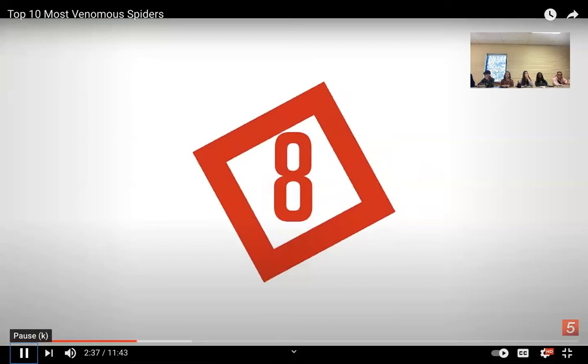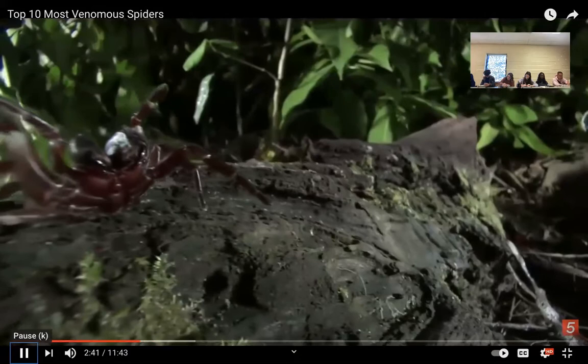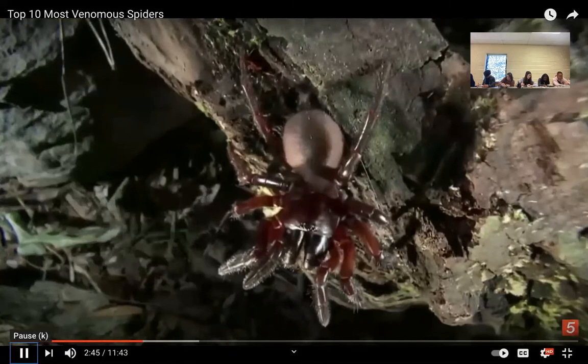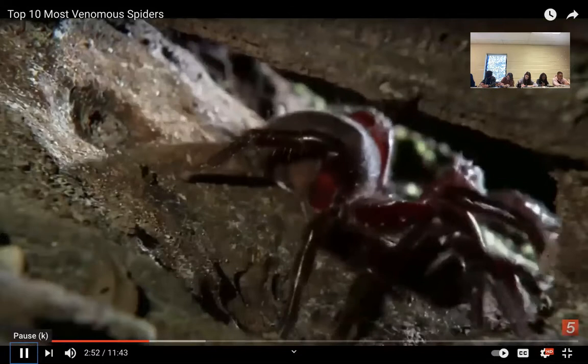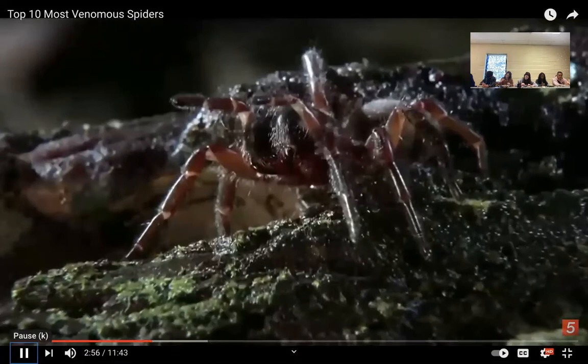Number 8. The Sydney Funnel Web Spider. This Eastern Australian native spider is one of the most feared of the venomous animals down under. They're typically 1 to 3 inches long and can be very aggressive when provoked. The long-lived female funnel webs spend most of their time in their silk-lined tubular burrow retreats. The males tend to wander during the warmer months of the year looking for receptive females.